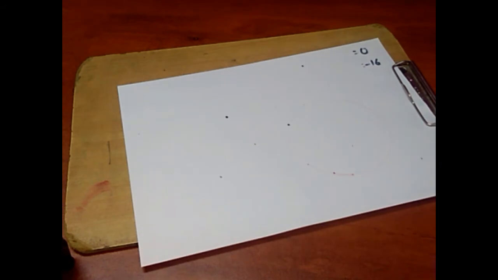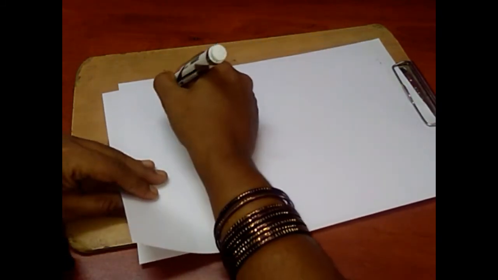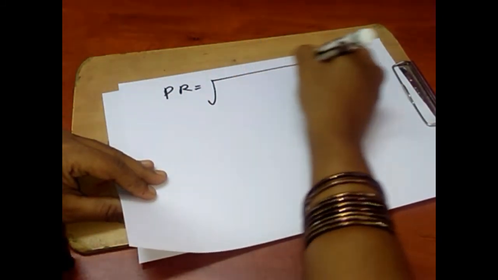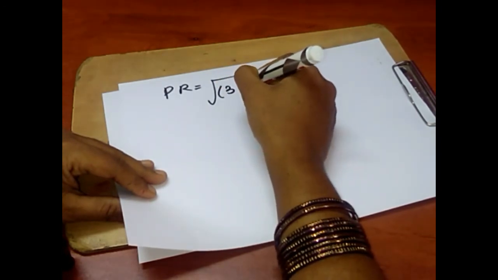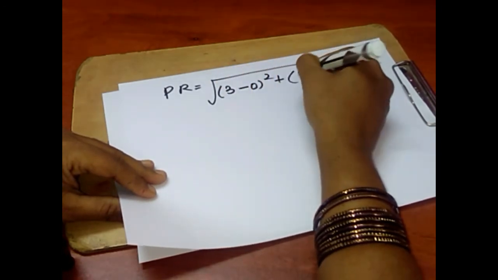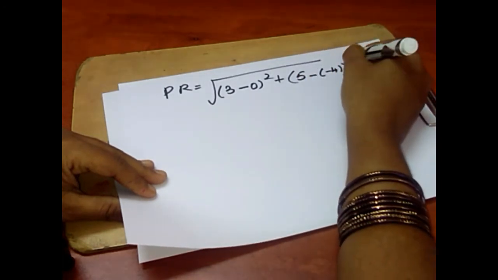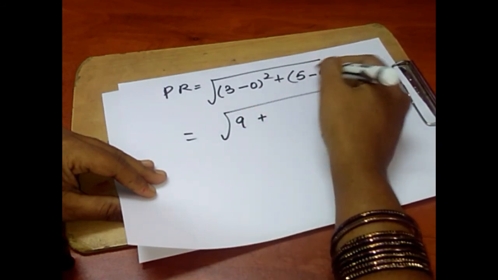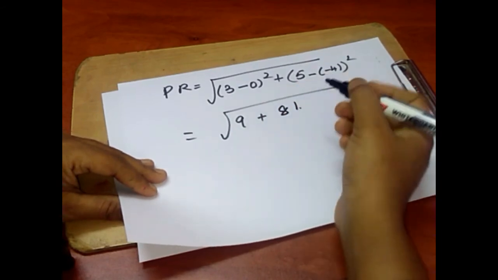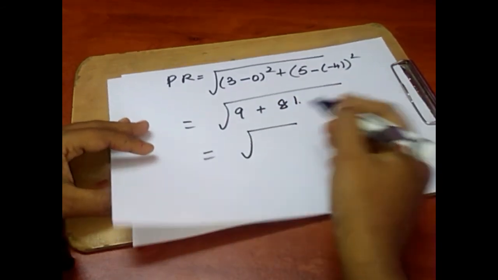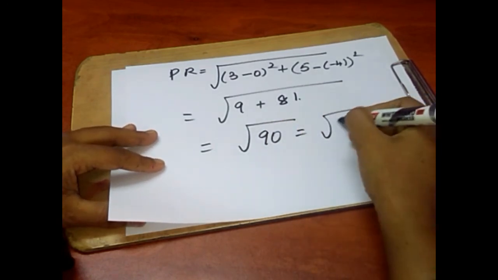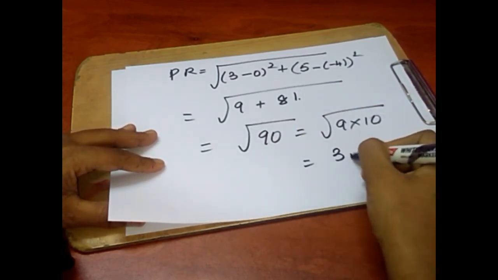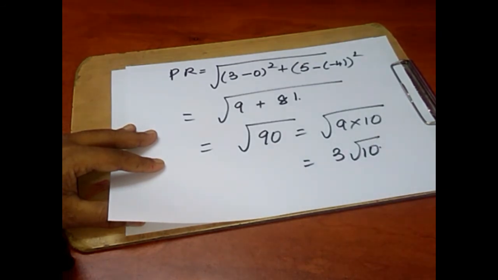Now the fifth point is the measure of the diagonal, that is PR. PR is a diagonal. Square root of (x2 minus x1) whole square plus (y2 minus y1) whole square. 3 square is 9. Then 5 minus into minus is plus, 5 plus 4 is 9. 9 square is 81. So 81 plus 9 will be equal to 90. 90 can be written as 9 into 10. It is 3 root 10. So the measure of PR is equal to 3 root 10.